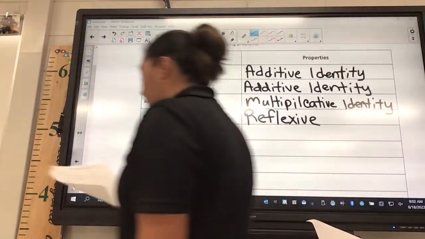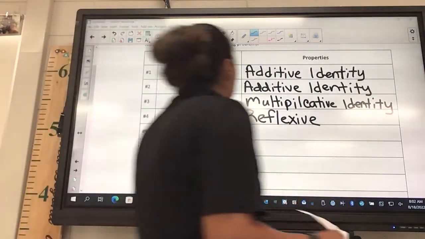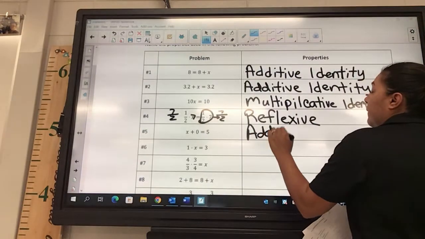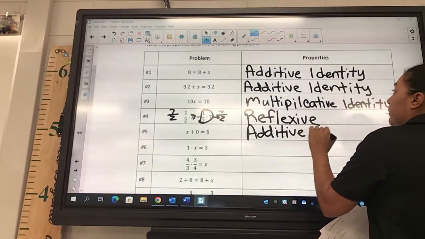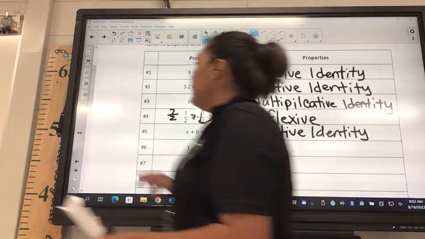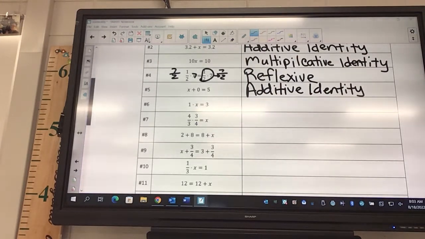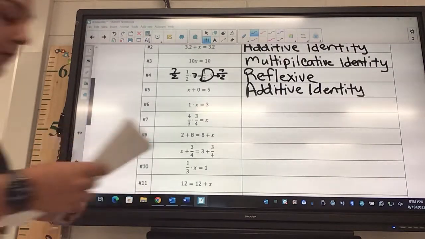X plus 0 equals 5. What does x need to be? 5. What property is that? Yeah, the additive identity. One times x equals 3. What does x have to be? 3. Okay, what property is that going to be? Multiplicative.